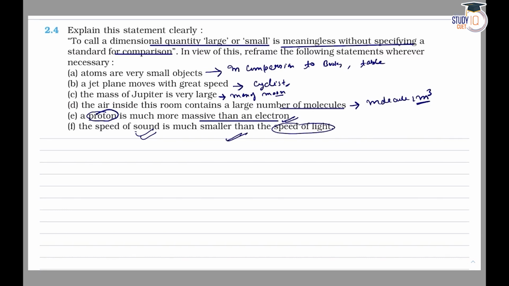So whenever we say that something is large or small, we need to compare it; a particular reference point is taken, with respect to which the particular thing is large or small.